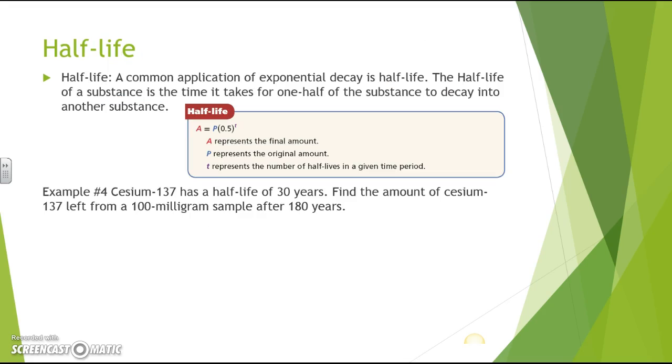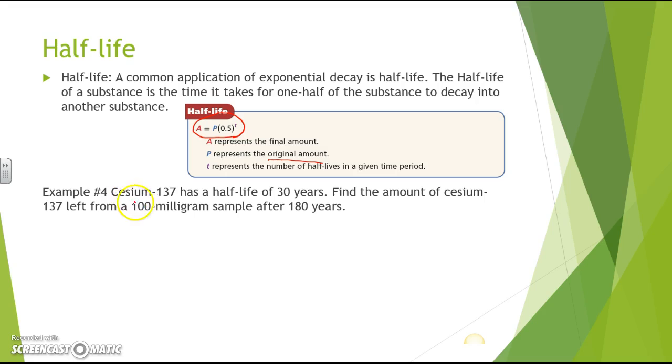The last concept we're going to talk about in this section is called half-life, and this is a common application of exponential decay. The half-life of a substance is the time it takes 1/2 of the substance to decay into another substance. So here's the formula. You have A equals P times 0.5 raised to the t power. So A represents the final amount. P is the original amount. And then t is going to represent the number of half-lives in a given period of time.